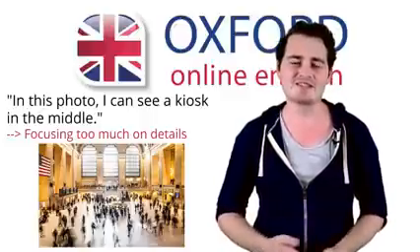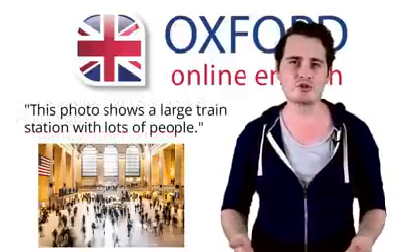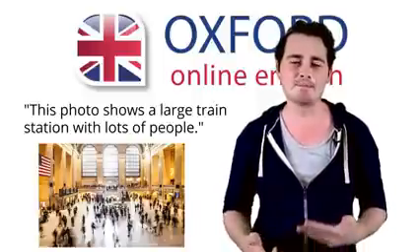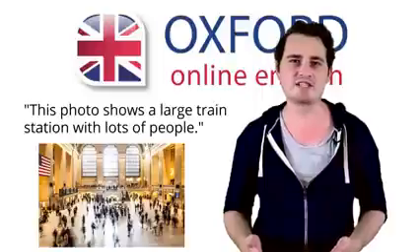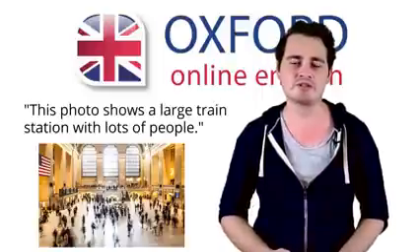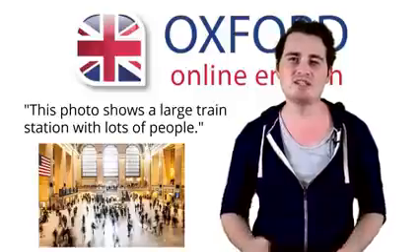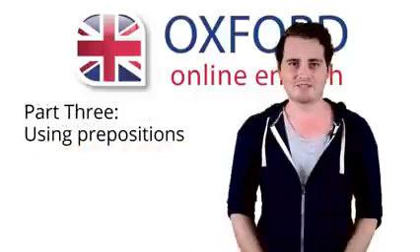Now, have a look at this example. "This photo shows a large train station with lots of people." This is a much better answer because it gives a general description of the photo. From this general introduction, you can now choose which details you want to talk about.